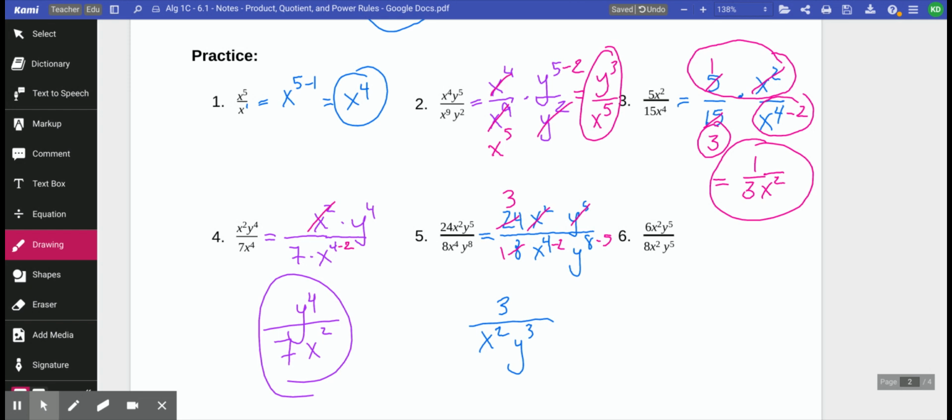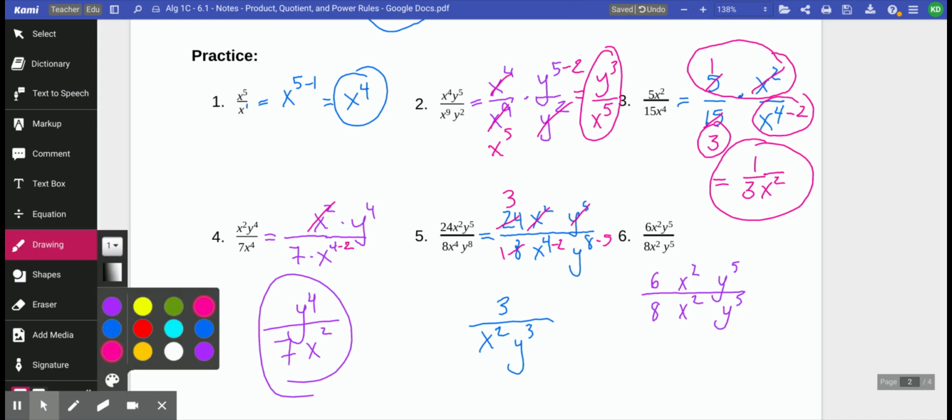Okay. One more problem. And again, I'm just going to write this out. I'm going to write this underneath here, but I'm going to write 6 over 8, x squared over x squared. Feel free to leave yourself a little space here. There's nothing wrong with that. And y to the 5th over y to the 5th.